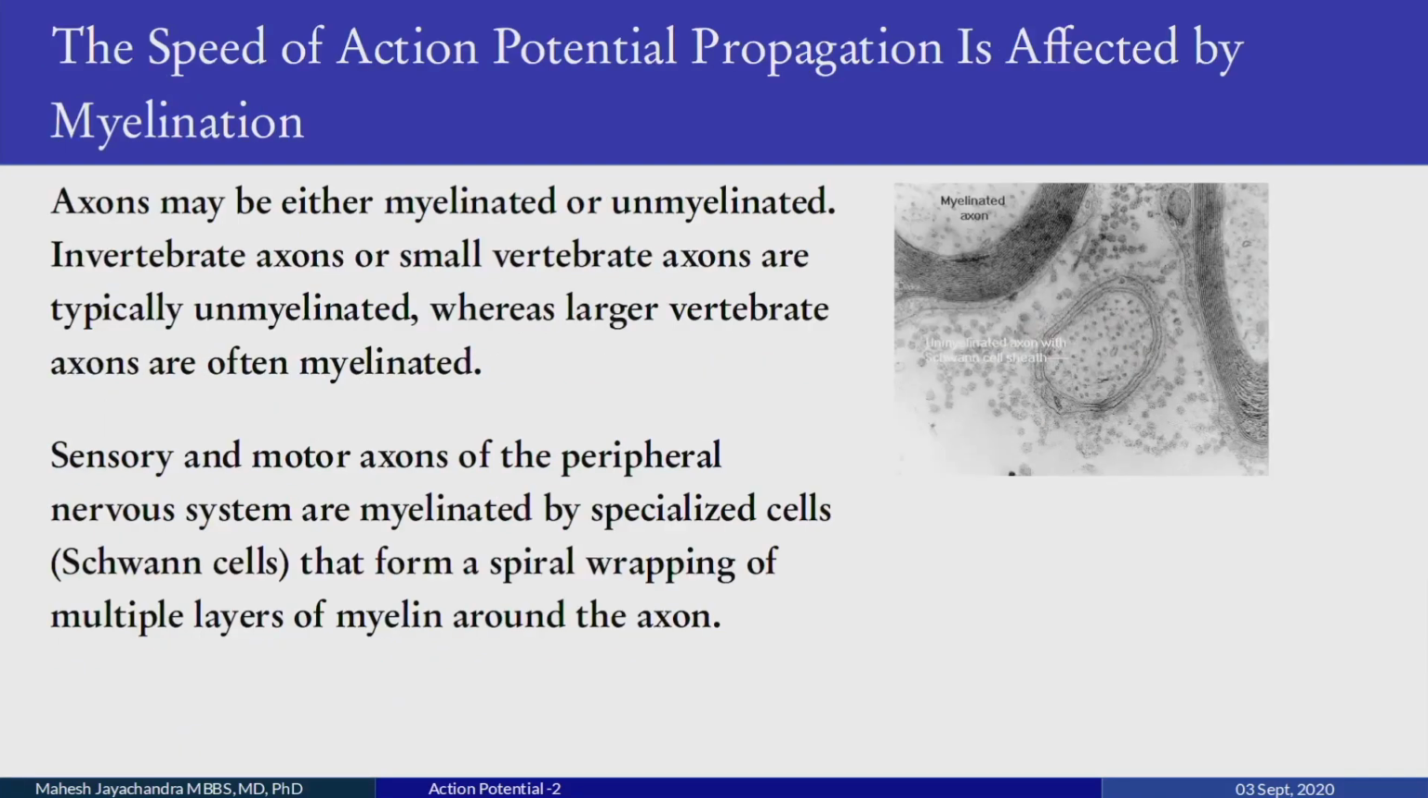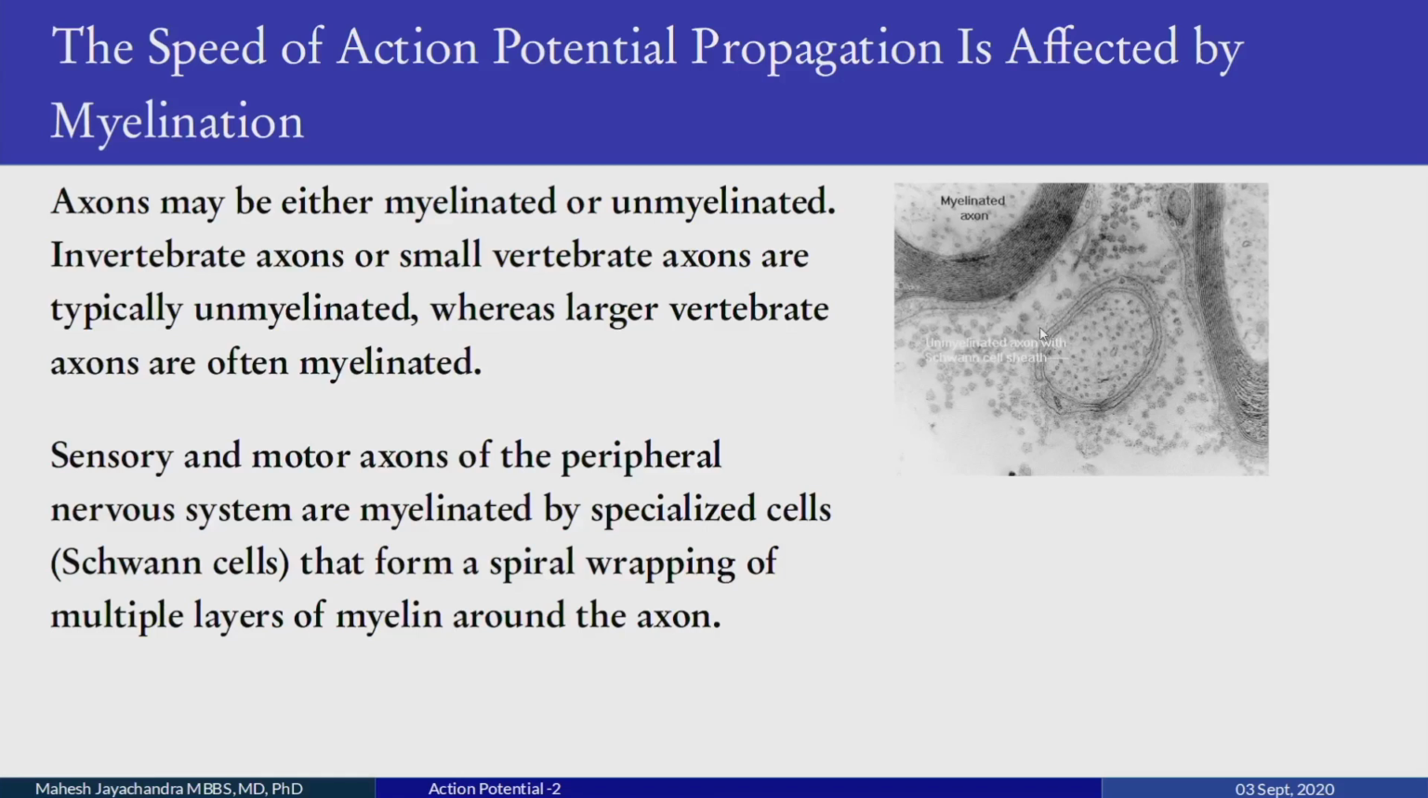The speed of action potential propagation is affected by myelination. Axons can either be myelinated, where they have a covering of myelin, which is an insulation. We will study this in detail. Or it can be unmyelinated, where it just has the cell membrane, but there is no myelin.